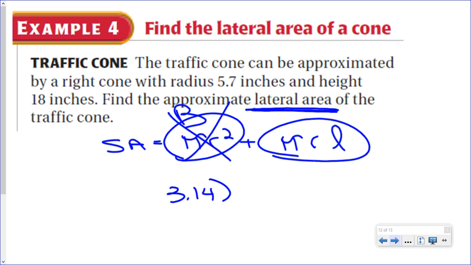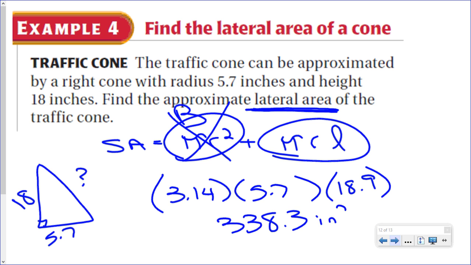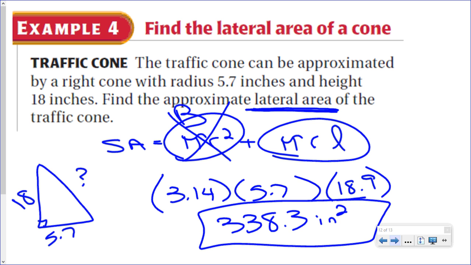3.14 is your pi. Radius on this one is 5.7. And your slant height on this one is going to be found by making a right triangle, radius of 5.7, a height of 18, and using c squared equals a squared plus b squared to find out what this is. 18.9 is what you get. Multiply those three numbers, and you end up getting inches squared.